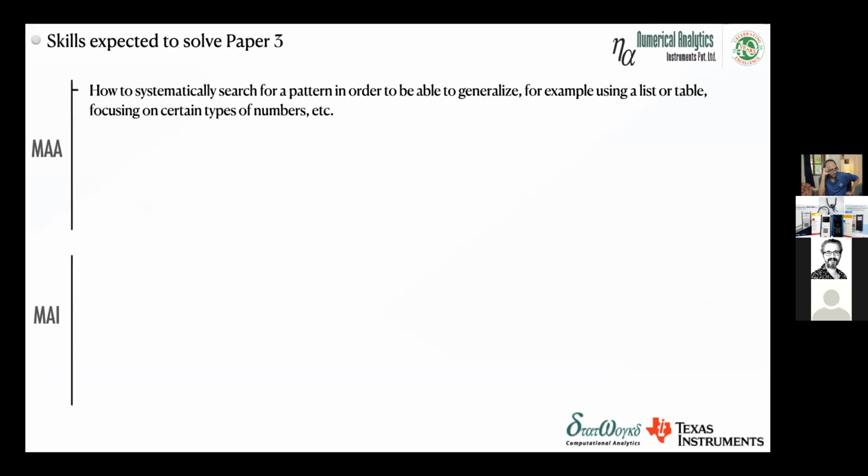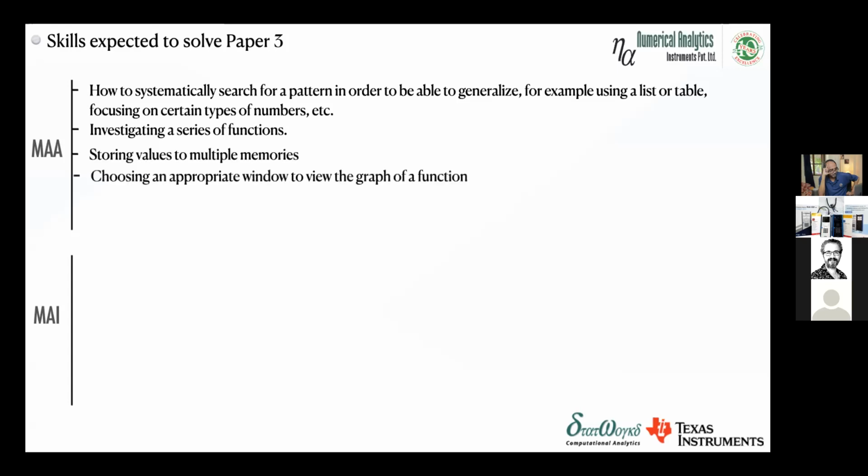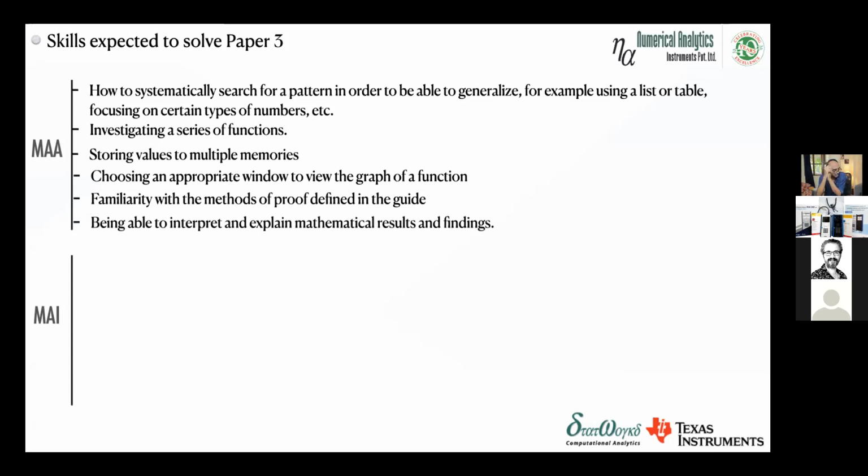For MAA, you should be able to systematically search for a pattern in order to generalize. So generalization skills, for example, using lists or tables, focusing on certain types of numbers, investigation, then storing values. All this is from the IB diploma subject guide, so you can read all these in detail there. I have just taken the headings.